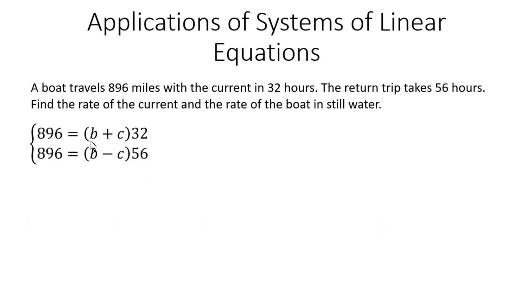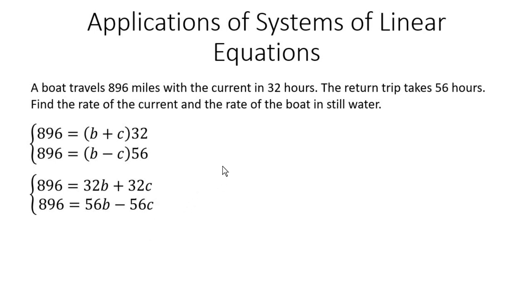I'm going to get rid of the parentheses in both equations by distribution. So 32 times B, 32 times C, 56 times B, 56 times negative C, and I'll get this system of equations that has the same solution as the original. All I did was distribute. And then I'm going to eliminate one of the variables. I'm going to eliminate C, the current speed. So I'm going to use elimination.